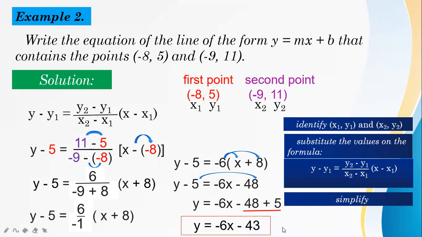And therefore, this will be your equation of the line of the form y equals mx plus b. So this will be your m and this will be your b.